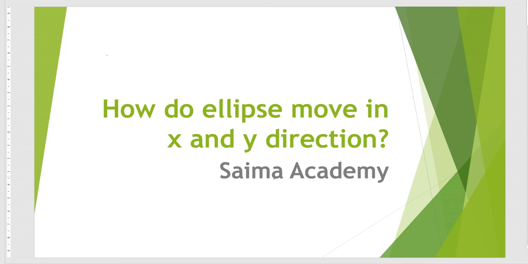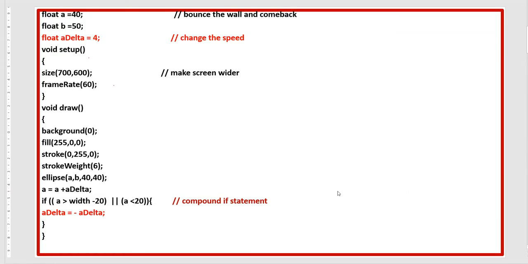In this lesson, I will explain to you how an ellipse moves in the x and y direction. So far, we have learned that our ellipse, or our ball, is moving only on the x-axis, or only in one direction. In this lesson, I will show you how our ball will move in both directions.